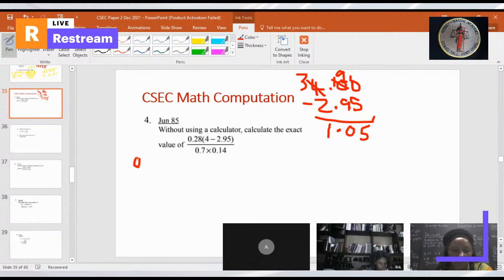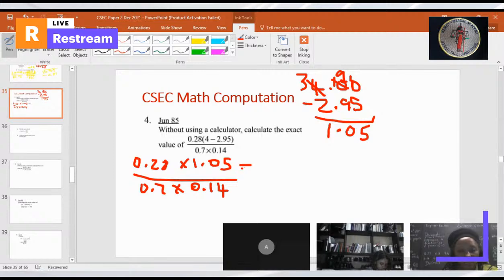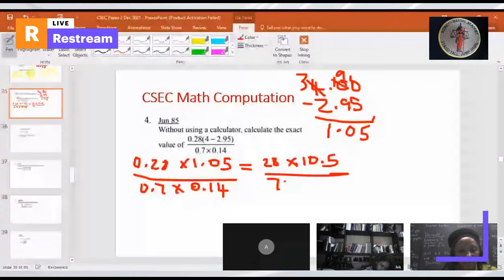So look, we have 0.28 times 1.05, which we just worked out, and we have 0.7 and 0.14. Let's move them all by two decimal places to clear the decimals, right? Okay, miss. So we would have 28 times 105, and we would have 70 and 14, right? Yes, miss.